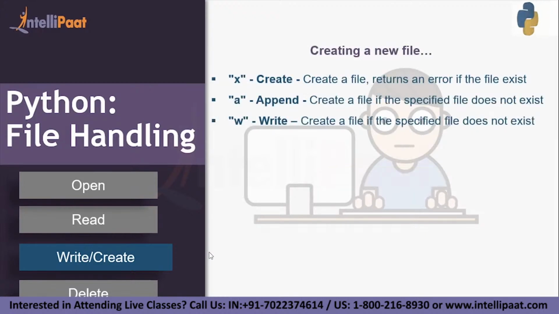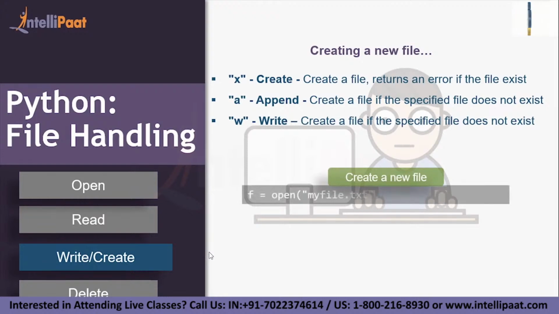Next we have is creating a new file. Well, you can create it using x, a or w. Using x creates a file and it returns an error if the file exists. Append, it creates a file if the specified file does not exist. And finally w, it creates the file if the specified file does not exist. For example, open myfile.txt with x, it will just create a new file. And in case you are attempting to create a file with the same name, it will throw you an error.